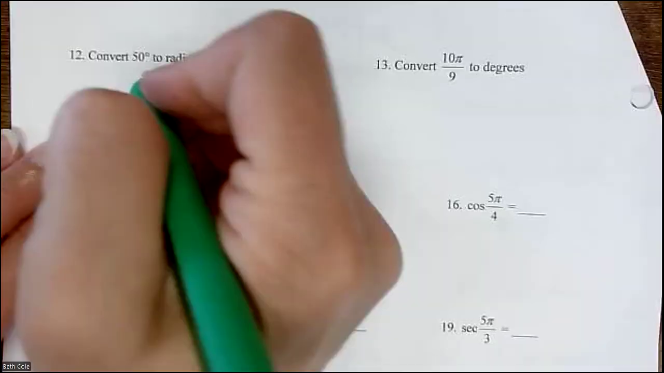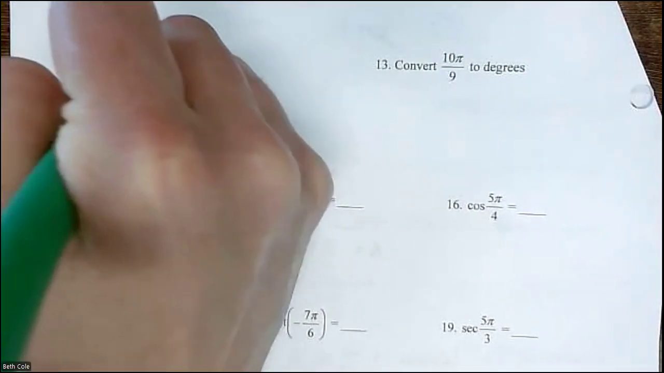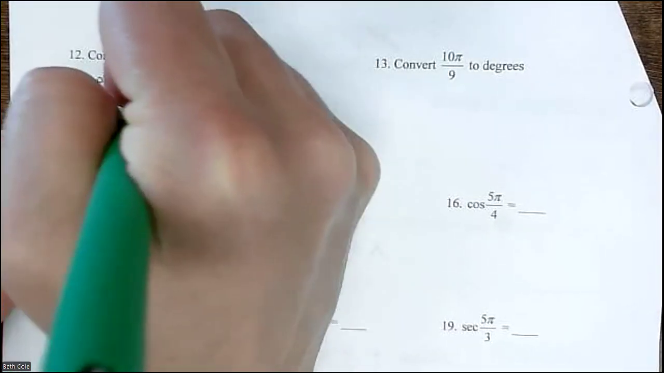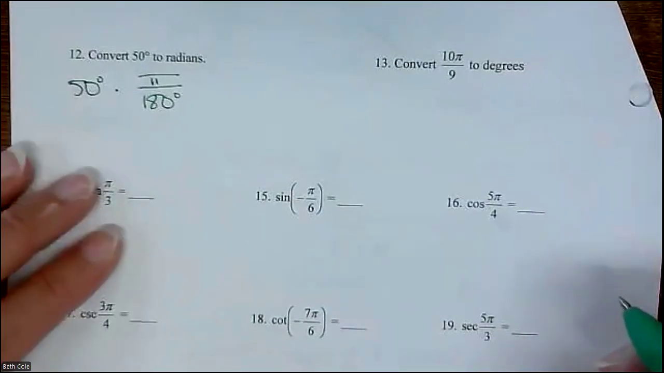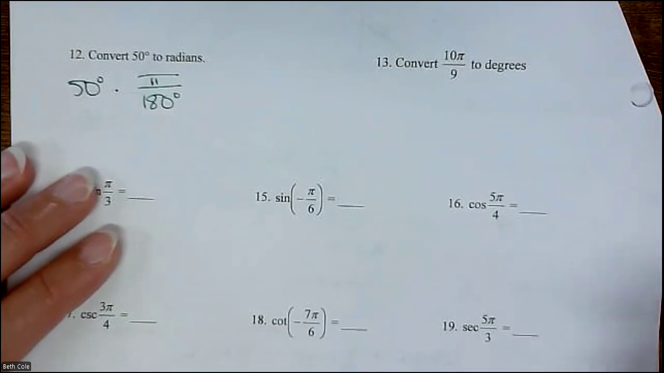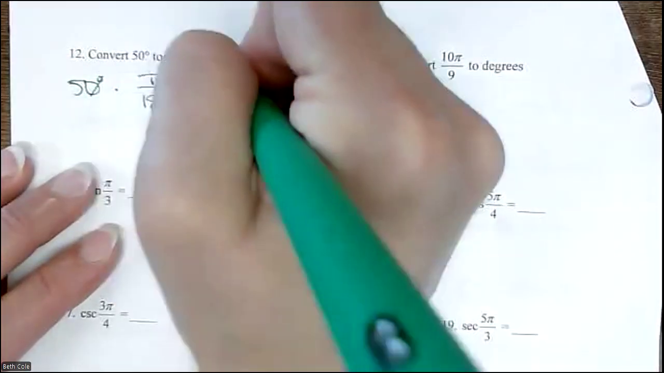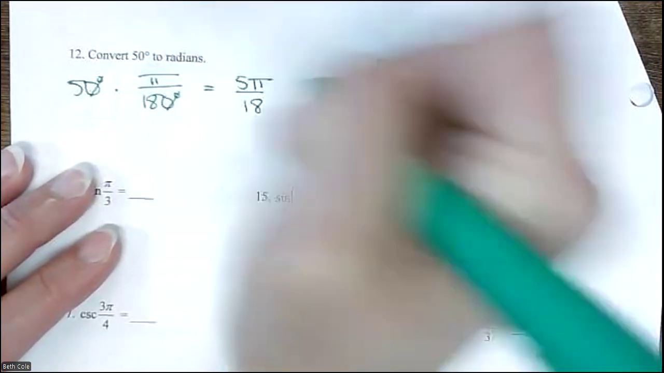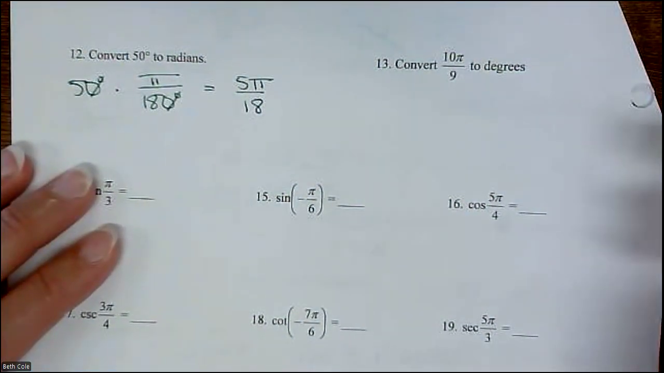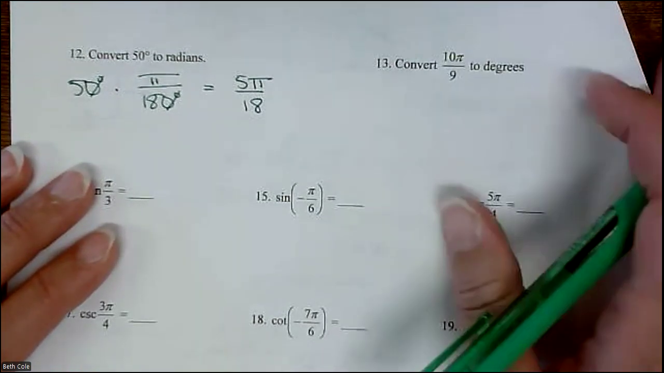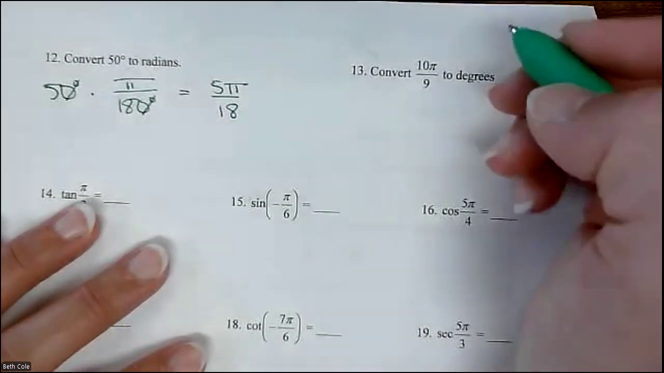All right, so these are your conversions. We're going to take our 50 degrees and multiply by pi over 180. So the degrees cancel and the zeros cancel, and you get 5 pi over 18, which does not reduce. So that is your answer. I can't remember if the fraction reduces or not, but you guys know how to reduce fractions. So if it does, then just do that.